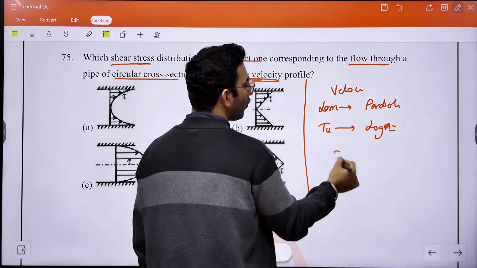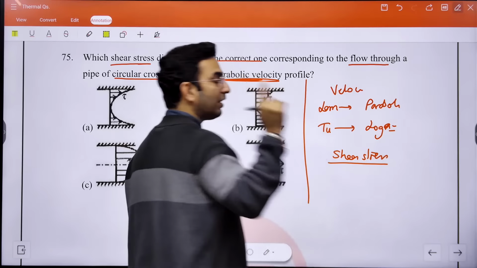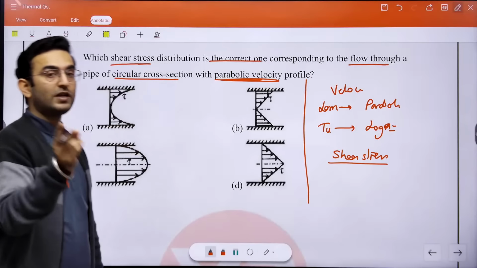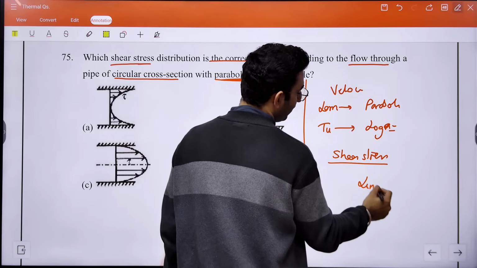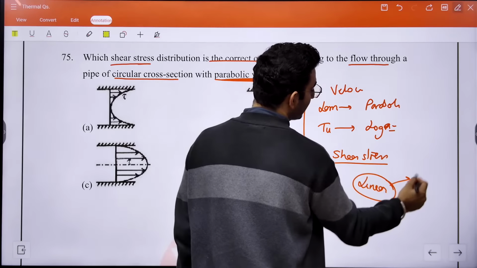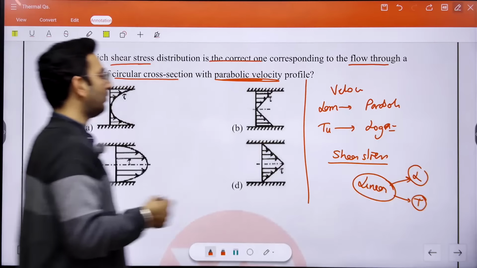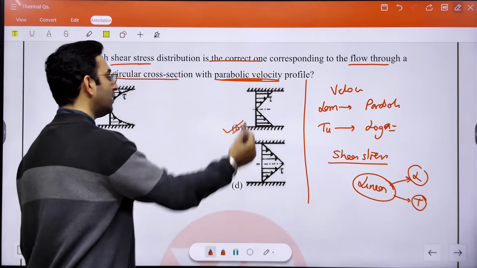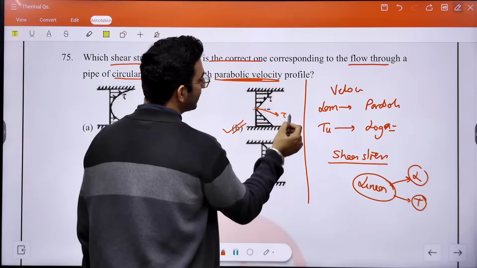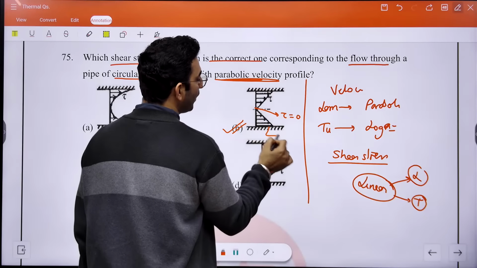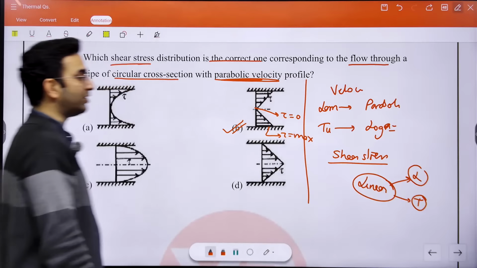Okay. If we talk about the shear stress profile, remember that in the case of laminar as well as in the case of turbulent, you are having a linear variation. You are having a linear variation in the case of laminar as well as in the case of turbulent here. That is an important one. Okay, so I can say option number B is going to be the correct answer. At the center, you are going to have shear stress as 0. At the top, you are going to have shear stress as maximum there. Okay, remember the conditions here.